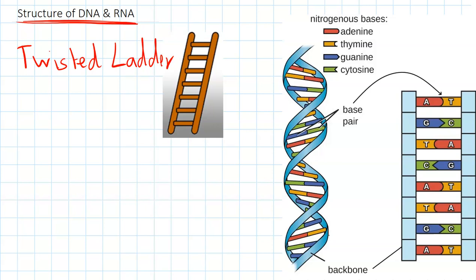So if you think about a ladder, you've got the supports running up the side, the vertical supports, and then you've got the rungs of the ladder, which are the horizontal bars going across. And if you had a ladder that's made out of rubber or plastic and you could twist it, then that would let you twist the ladder into a double helix shape. And that's the structure of DNA.